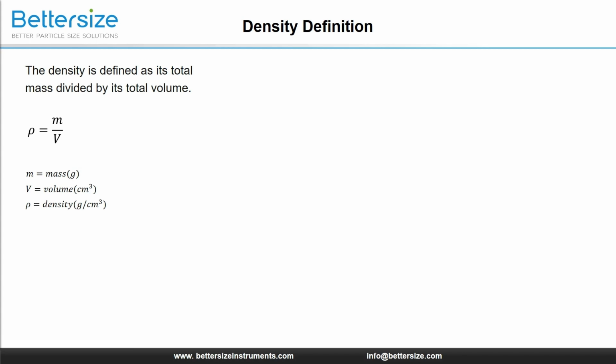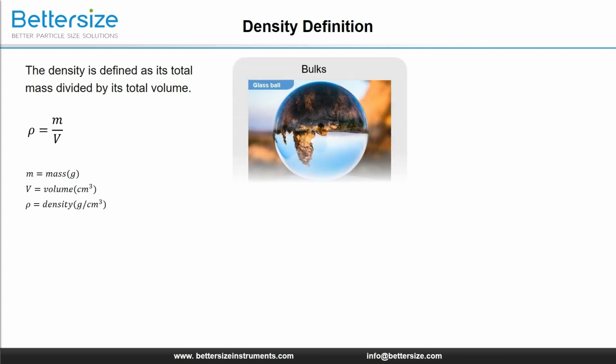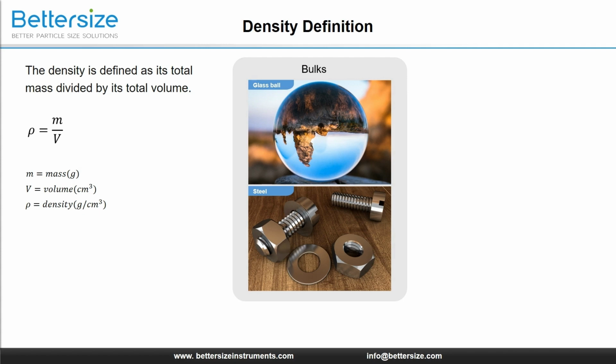It is a crucial physical property that can provide information about the composition and behavior of materials. When it comes to bulk substances, such as glass beads and steel, measuring the density is relatively simple. The most common method is to use a ruler to measure the dimensions, such as the diameter of a ball, and a balance to measure its mass. Once you have the mass and volume of the sample, you can calculate its density by dividing the mass by the volume based on the formula. It is easy, right?